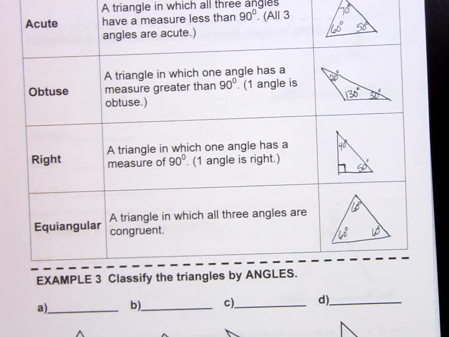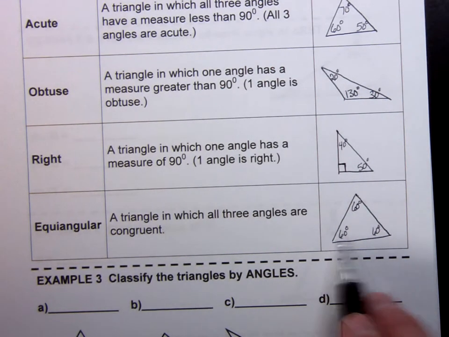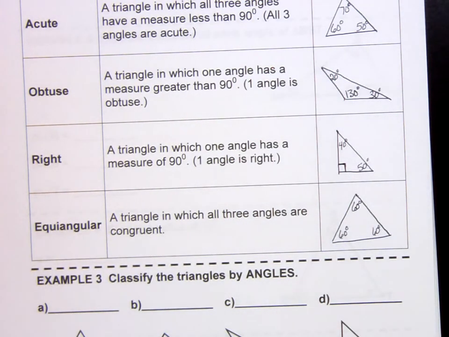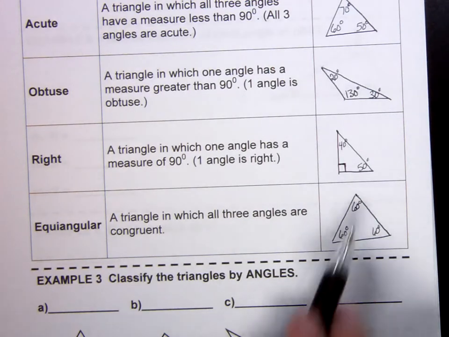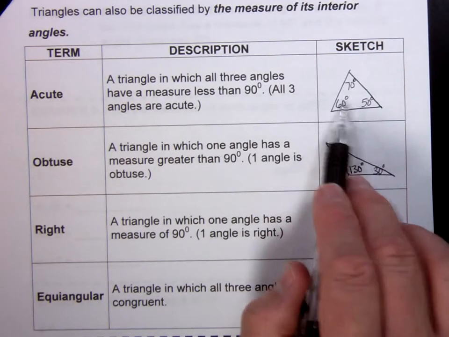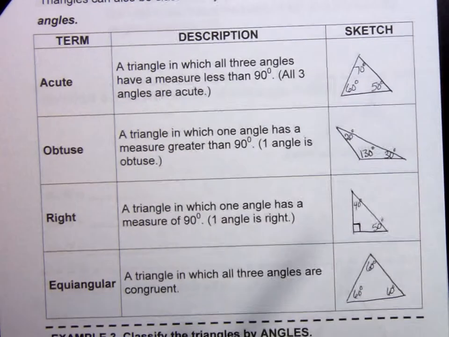In an equiangular triangle, if these 3 angles are all going to be congruent and they're all going to add up to 180, 60 is the only thing they can be. You just take 180, divide by 3, you get 60. These angles have to be 60 degrees for this triangle to be equiangular. So while an acute triangle might have three different numbers, in an equiangular triangle, they all got to be 60.